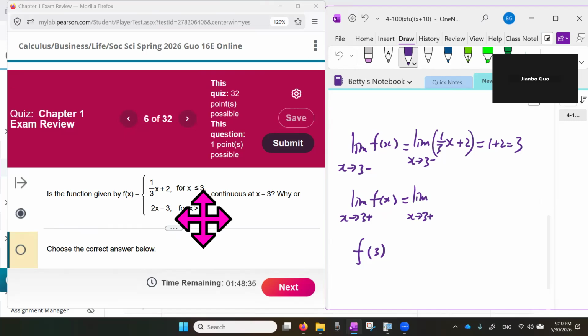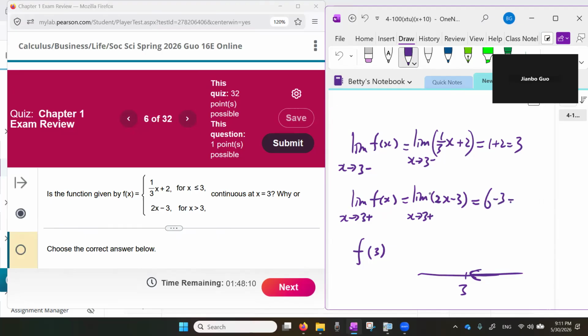When x approaches 3 from the right, we're going to use the second piece, because when x approaches 3 from the right, x is bigger than 3. When x is bigger than 3, the function is 2x minus 3. And how do we find this limit? Simply plugging in again, because they are all polynomials. 2 times 3 is 6. 6 minus 3 is 3. That's a good sign, right? Because the one-sided limits equal each other.